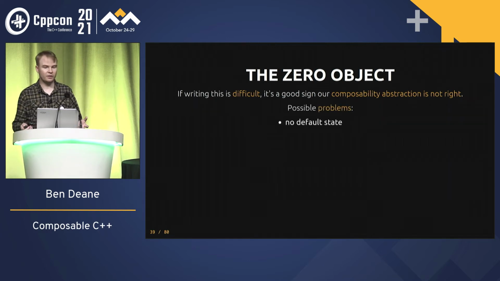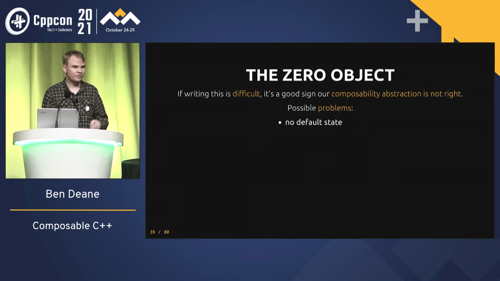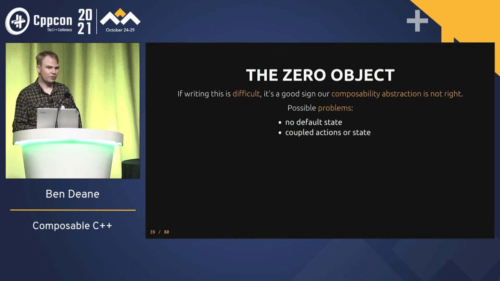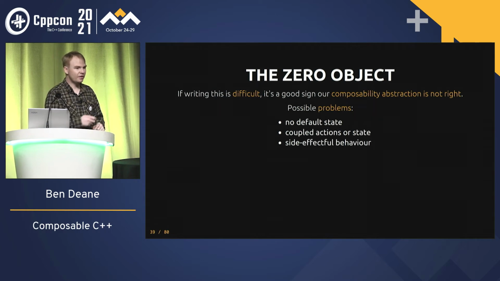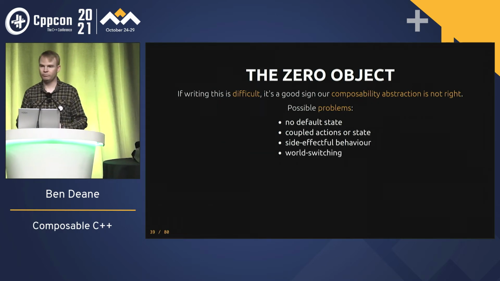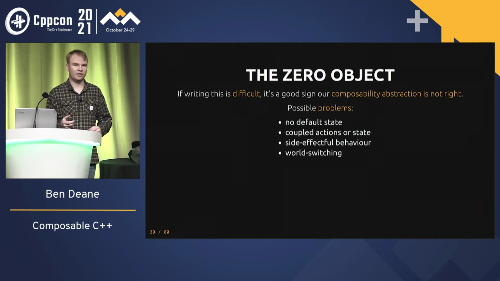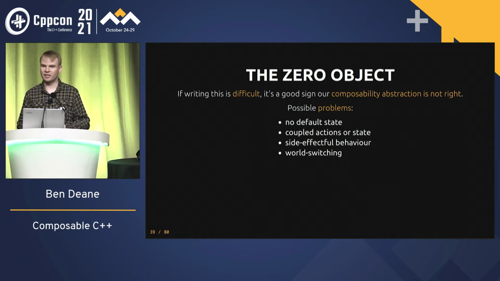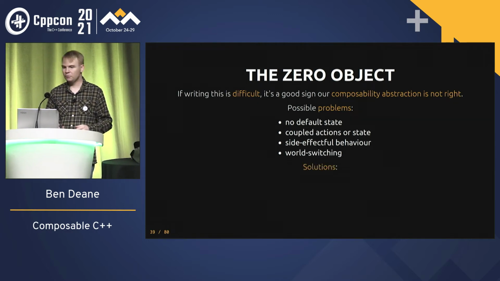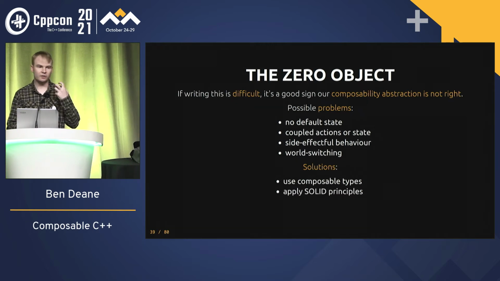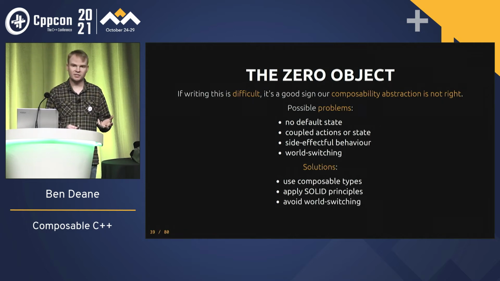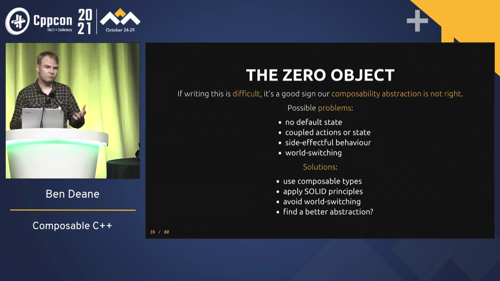And possible problems that usually occur are that maybe there's no default state. Maybe I'm trying to default construct something inside and it just doesn't work. Maybe I've coupled together state with actions in some way. Maybe I've got some side effectful behavior in there that I need to factor out. And like I said, maybe I'm doing this world switching thing. Maybe I've got shim functions in there that take things out of containers and put them into containers, and I'm not staying in the container world. So a few solutions. Sometimes, make sure I'm using composable types, applying regular SOLID principles, avoiding world switching. Like I said, if I'm in a container, I try and stay in the container. Sometimes I just need to step back, find a better abstraction.